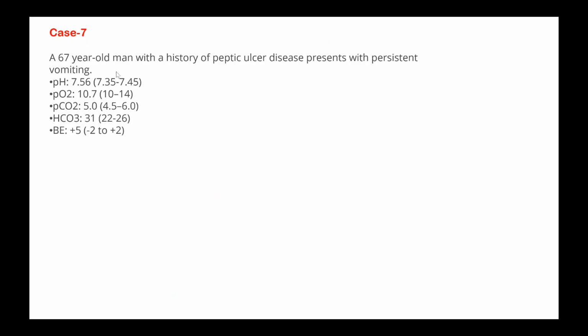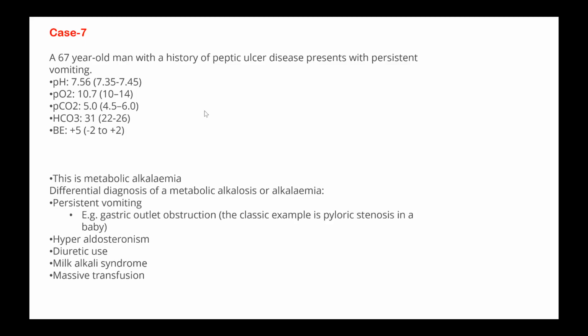This is a 67-year-old man with a septic ulcer with persistent vomiting. pH is alkalotic. PCO2 is normal. Bicarb is high. So what is this condition? Metabolic alkalosis, metabolic alkalemia. What is the difference between alkalosis and alkalemia?